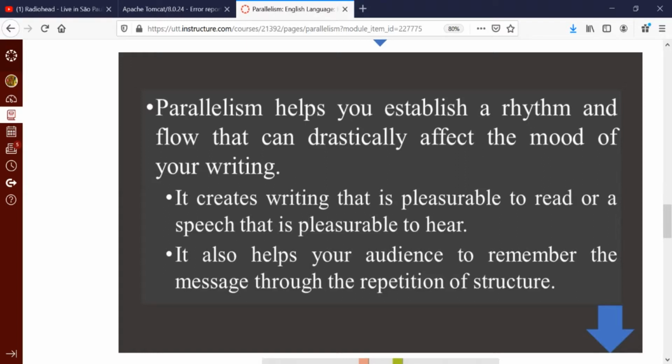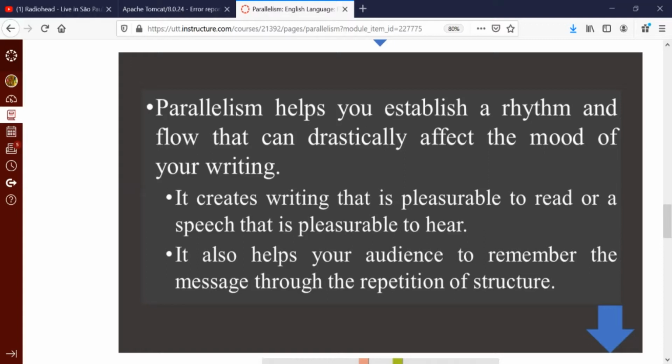is it creates a rhythm and a flow in your writing and in your speech, so that one, it is pleasurable to listen to. We fall into a pattern. Human brains like patterns, and we fall into a sound pattern when we use this kind of repetition, this parallelism. The structure sounds the same.